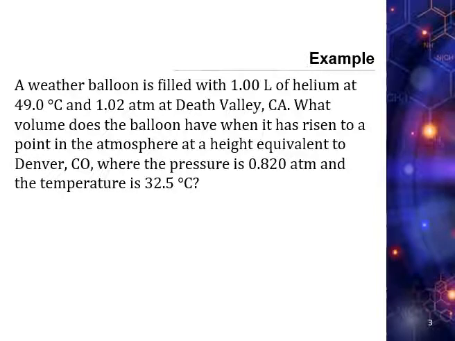For example, a weather balloon is filled with 1 liter of helium at 49 degrees Celsius and 1.0 atmospheres at Death Valley, California. What volume does the balloon have when it is risen to a point in the atmosphere at a height equivalent to Denver, Colorado, where the pressure is 0.820 atmospheres and the temperature is 32.5 degrees Celsius?